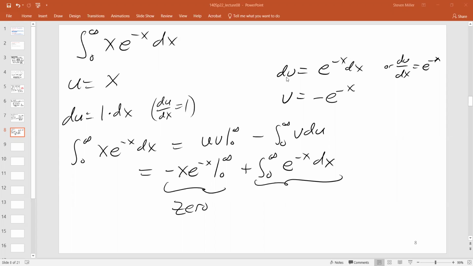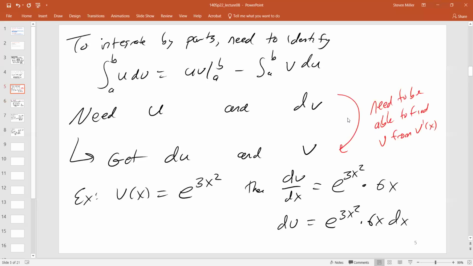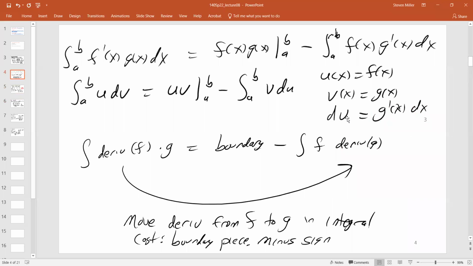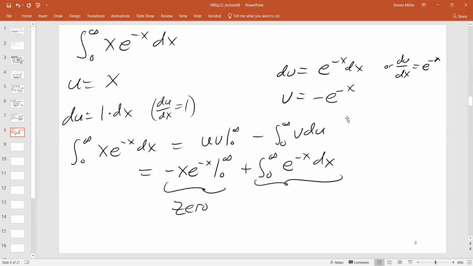What did we do before we actually evaluated this integral? We evaluated the simpler integral, the integral of e to the negative x dx, and we saw that that equals 1. So we know that this over here is just 1. So the answer is 1. We still have to justify this, and we'll justify that in a second.